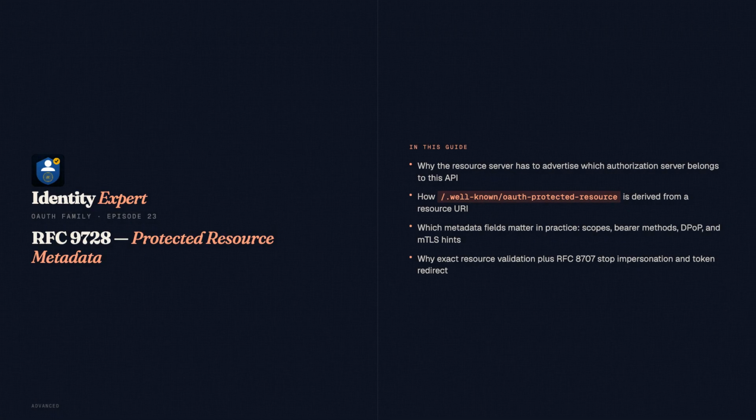In this guide: why generic OAuth clients need the resource server itself to advertise which authorization server to use. How /.well-known/oauth-protected-resource is derived from each protected resource URI. Which metadata fields matter most in practice, from authorization servers and scopes supported to DPoP and mutual TLS flags. And why exact resource validation plus audience-restricted tokens are the two checks that stop impersonation and token redirect attacks.